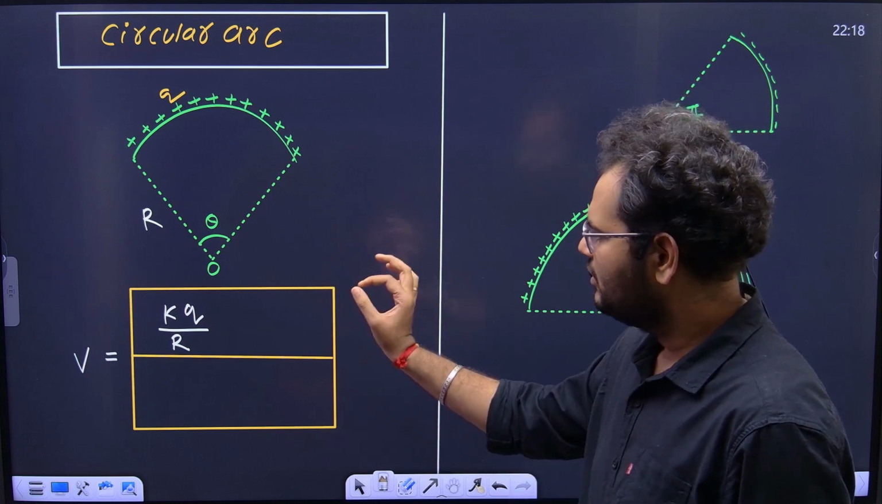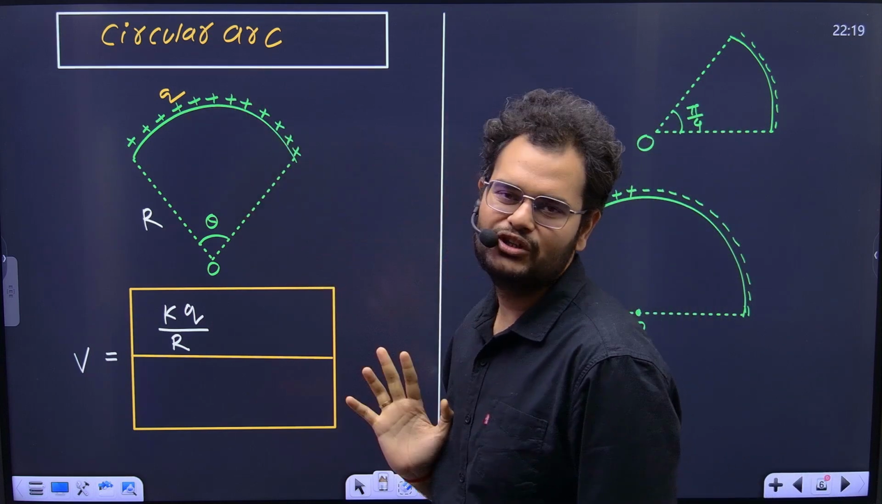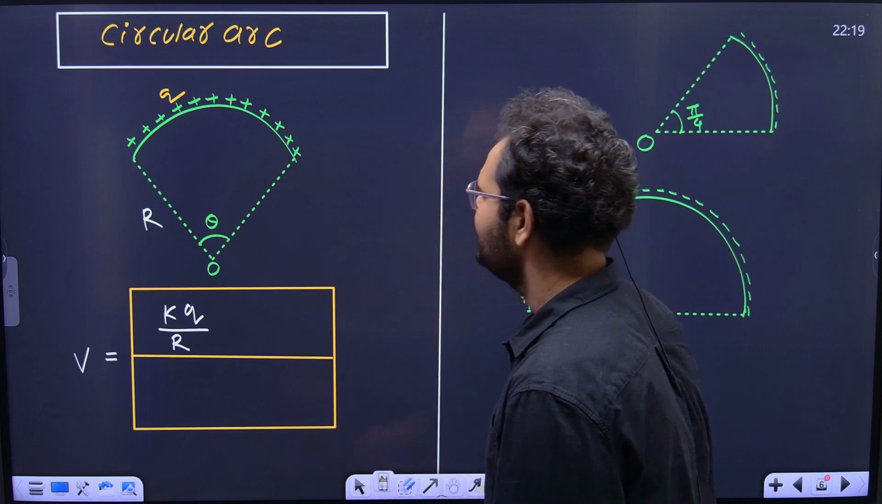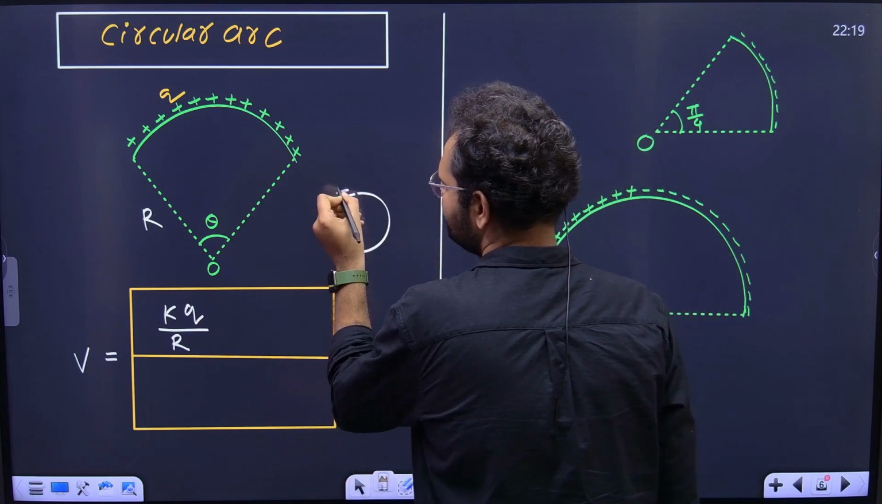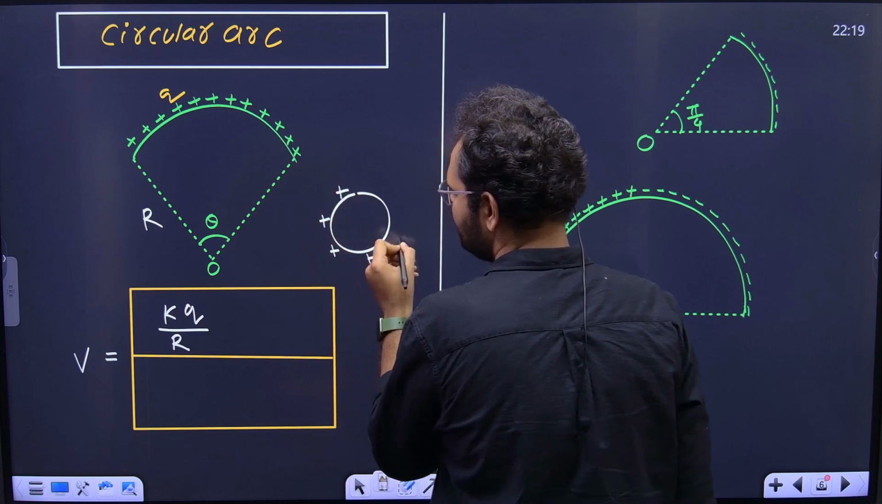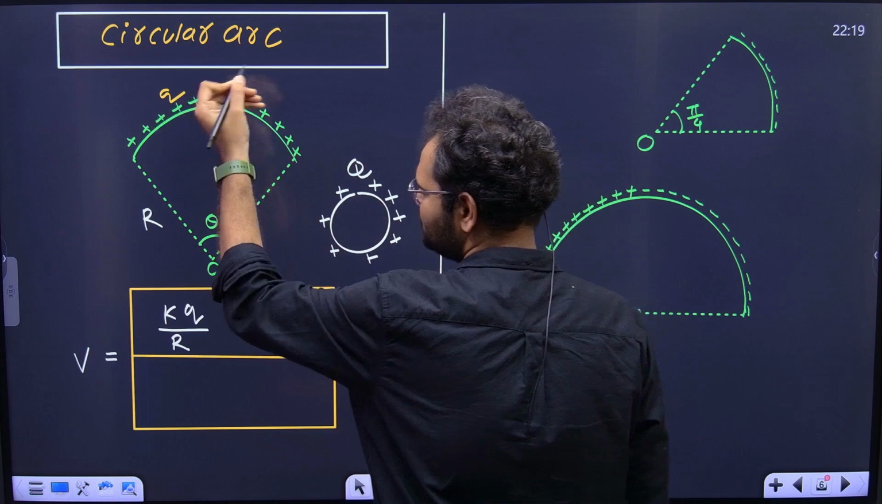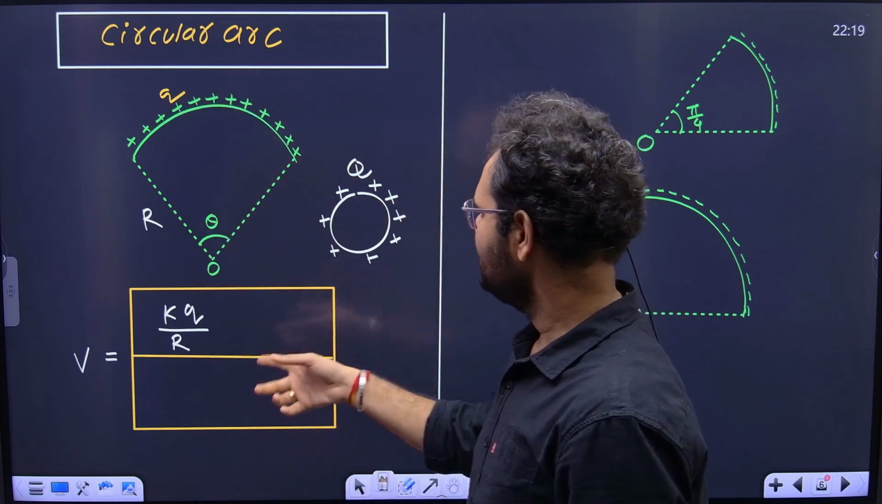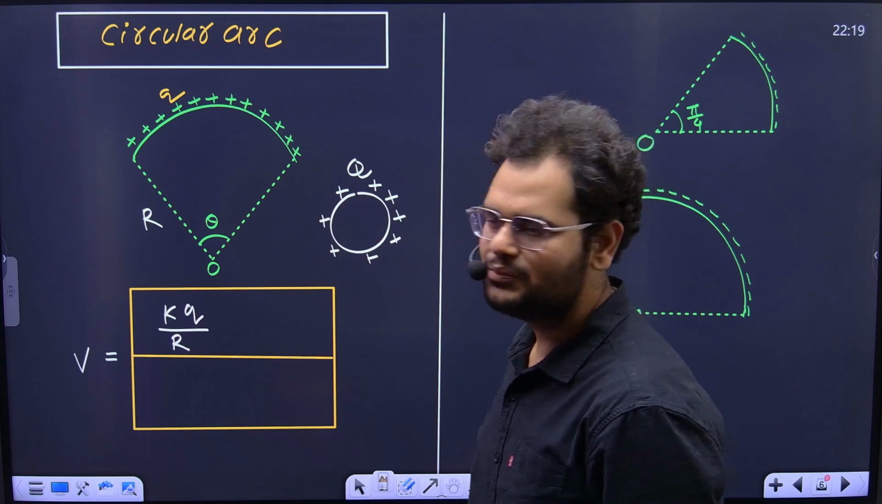Suppose they have not given small q. What they have given is capital Q. They have given you that this entire charge plus Q is distributed, and small q is not given. Can you tell me then the formula for potential in terms of capital Q? Yes, it is very simple. What you have to do?